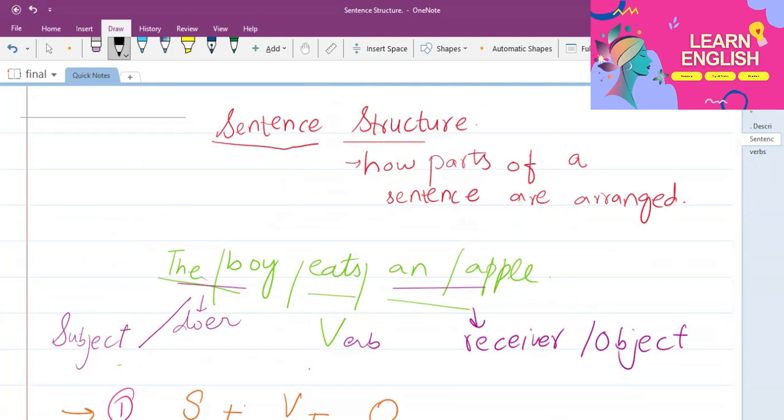Subject and object will always be a noun. And what is a noun? Noun is the name of a person, place, or thing. And what is a verb? Verb is an action word. You already know that. We have already discussed it, what a verb is. I hope this is clear to you all.